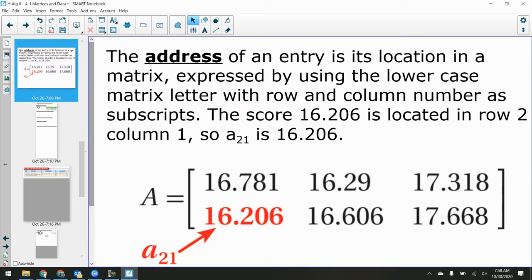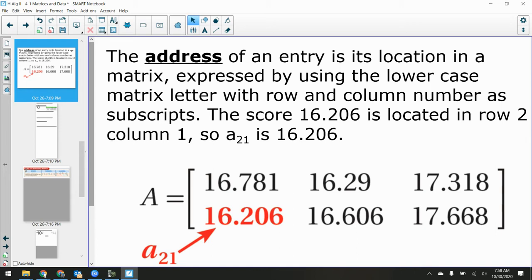The address of any entry is its location in the matrix, expressed using the lowercase matrix letter. So for example, if I say this is matrix A, capital A, we would use a lowercase a and then a subscript with 2 numbers, the subscript going down and to the right of that letter, the numbers identifying the row and column of where that entry is. Like for example here, this 16.206 would be considered a21. Don't call that a twenty-one. That's not a 2-digit number. That's 2 1-digit numbers.